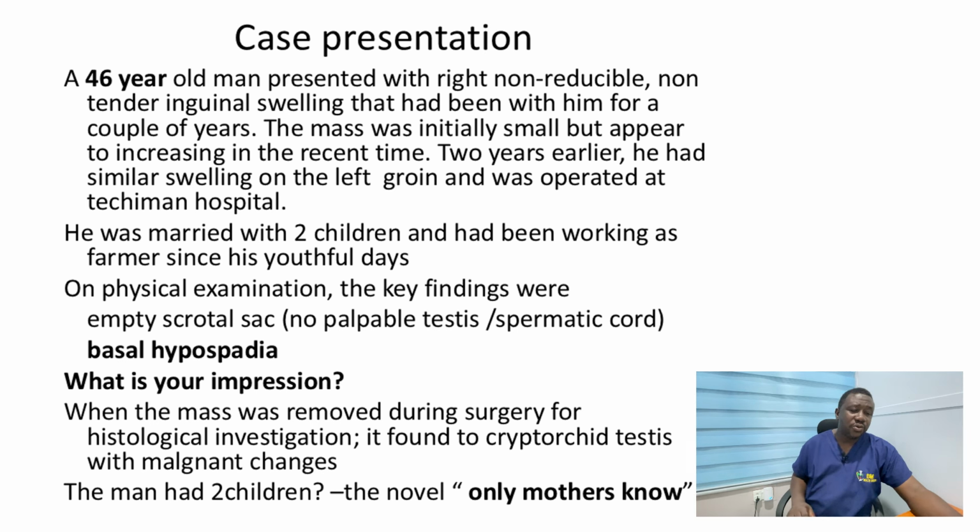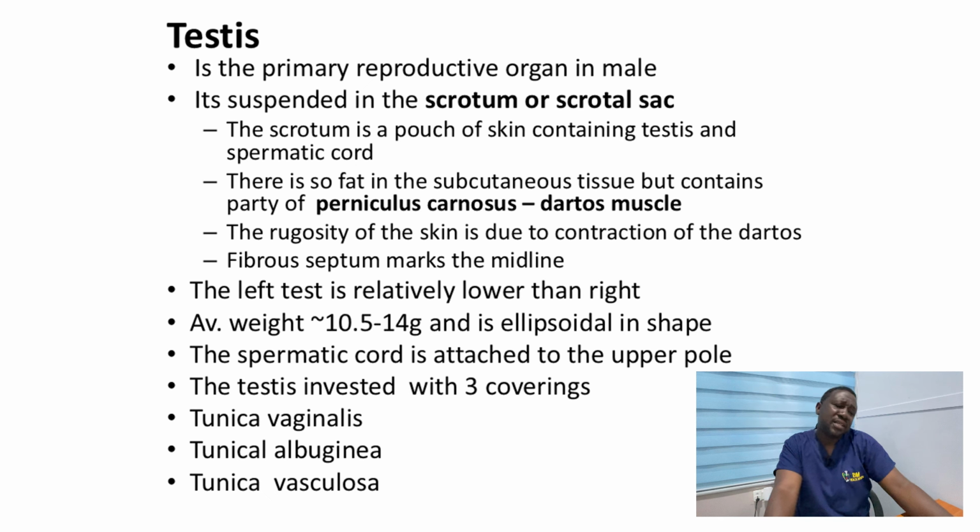The testis, apart from the descending aspect and everything, weighs around 10.5 to 14 grams. It is ellipsoidal in shape, and it has 3 coverings. Remember, tunica means covering. The coverings from the external to the internal are the tunica vaginalis, tunica albuginea, and tunica vasculosa. These are the coverings of the testis.